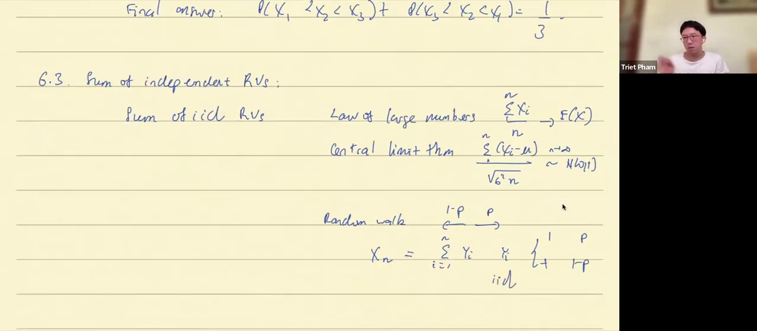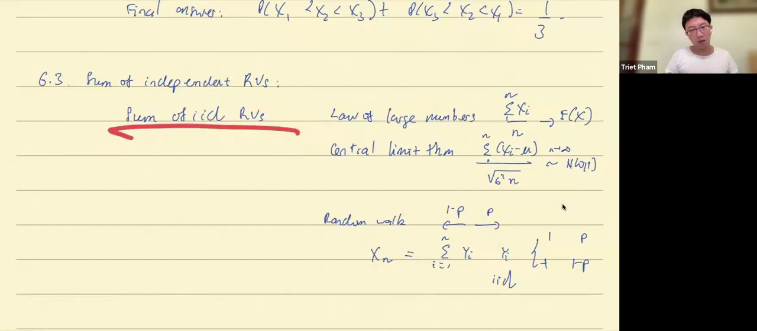Right? So these are just some examples. And of course, this is called the sample average. So they appear everywhere in statistics, right? This is just a super common thing you see everywhere.